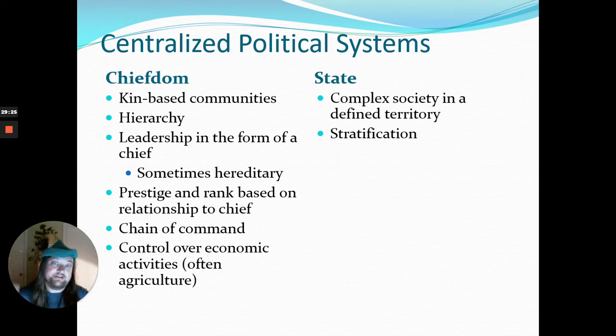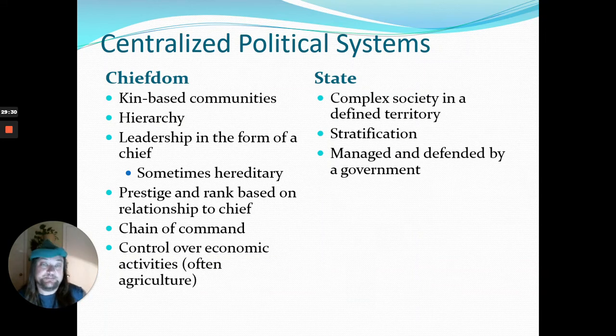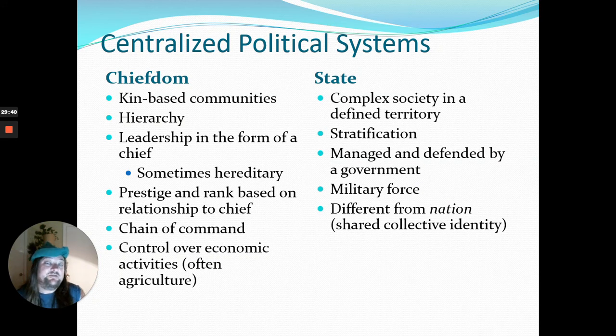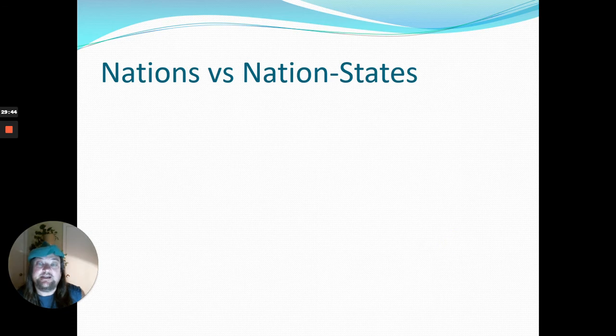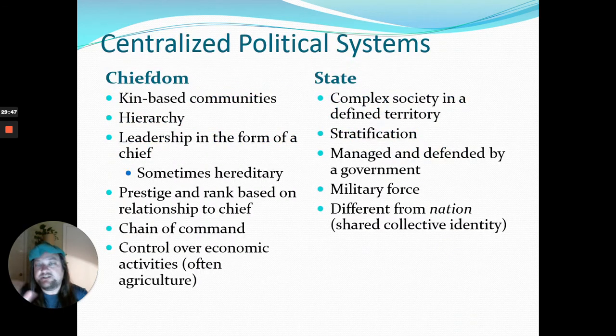But they have a defined territory, and you see very heavy stratification here. Stratification is our next topic next week. So you have layers of people, essentially, some with more power than others. And these states are managed and defended by governments through military force. This is different from nation. We'll talk about that in a different slide, so I'm not going to go too much into it here.